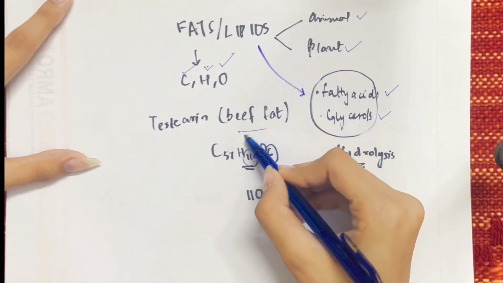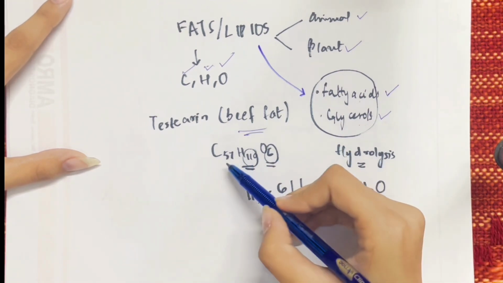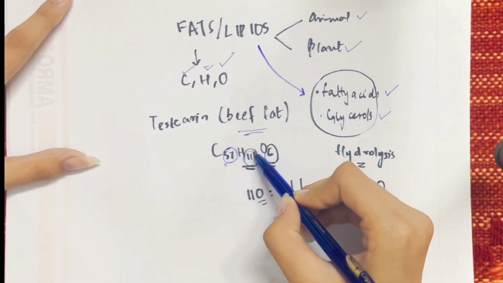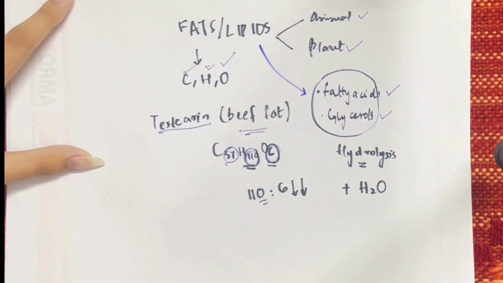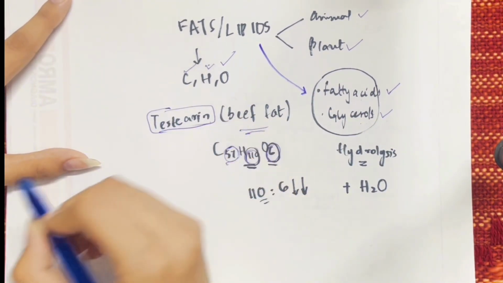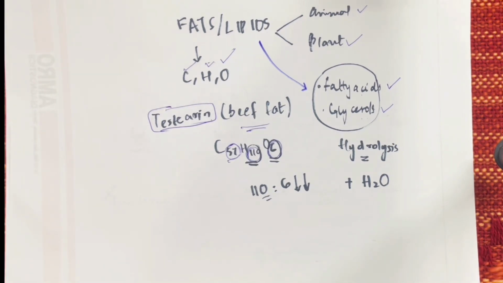This is the beef fat that we already discussed in the last slide. 57 carbon atoms, 110 hydrogen atoms, and 6 oxygen atoms give us a very common fat content, that is testosterone, which is present in both animal and plant cells. This is all you need to learn about fats and lipids.